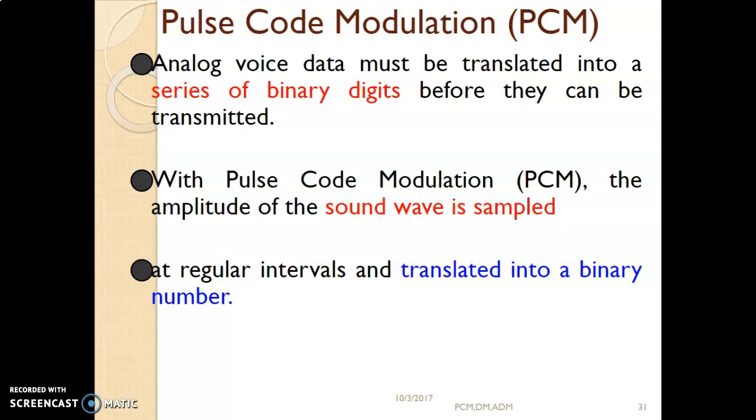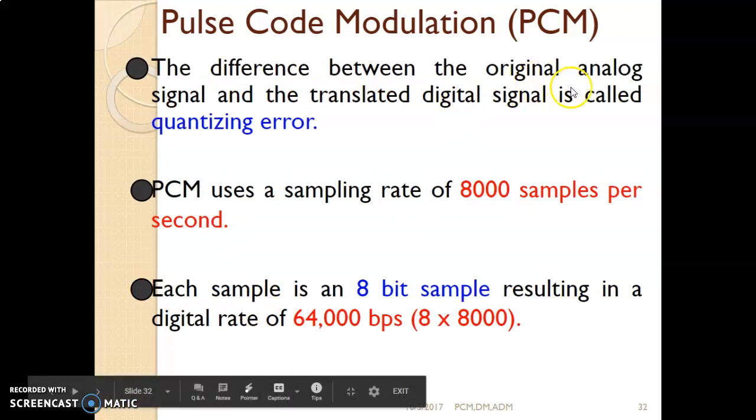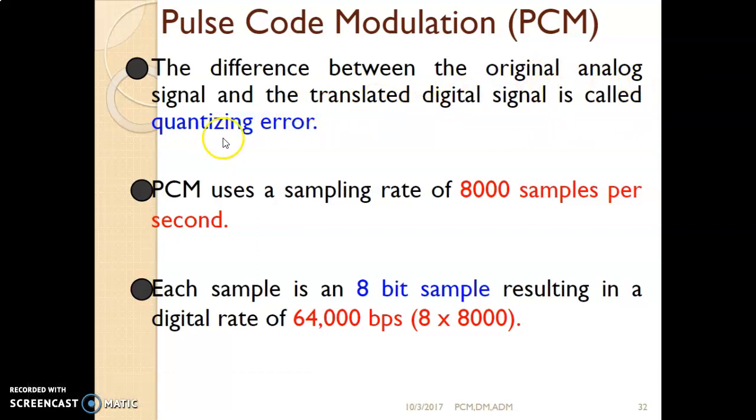Again, to remind here, the pulse code modulation technique is the one in which the analog signal is converted into digital, and we all know that when an analog signal is converted into digital, it passes through three steps: the first is sampling, second is quantization, and third is encoding. In the block diagram of the PCM also you will be able to see these steps. The difference between the original analog signal and the translated digital signal is called quantization error, and we had a discussion about quantization error in the previous lecture.